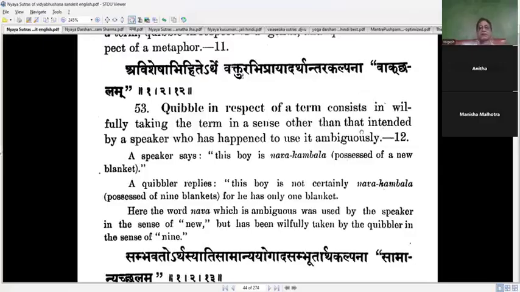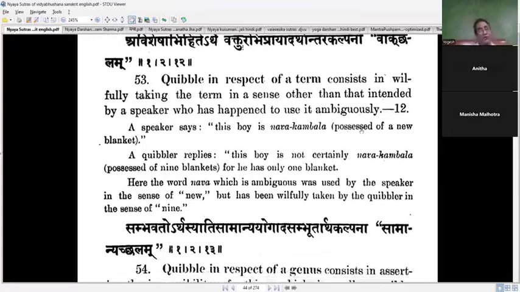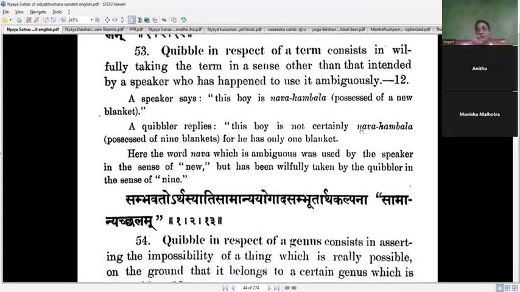Here you can see this speaker says this boy is a navakambal. So he possesses a new blanket. But nava also means 9. So he says, you said he had 9 blankets. I want one of those. Why is he keeping 9 blankets? So you are diverting it into a very silly argument. Of course, a lot of the arguments you will see, they will seem silly to you, but in terms of spiritual debate, sometimes they are used to establish very serious points, right? So the example here might seem very simple, but it is not.